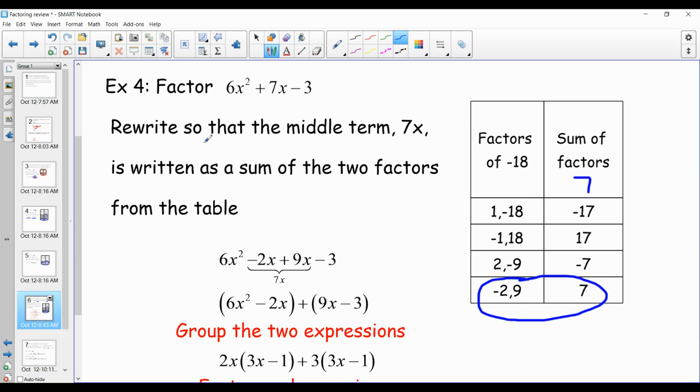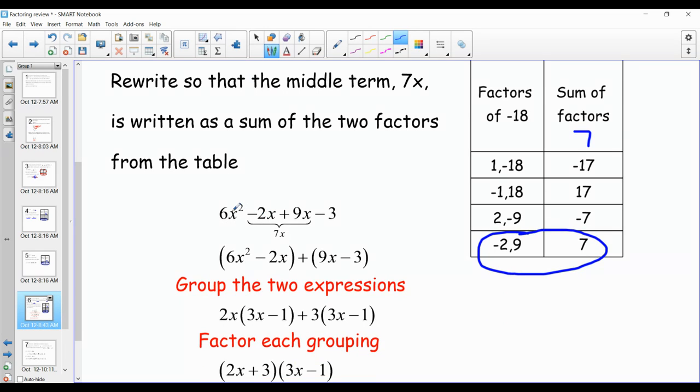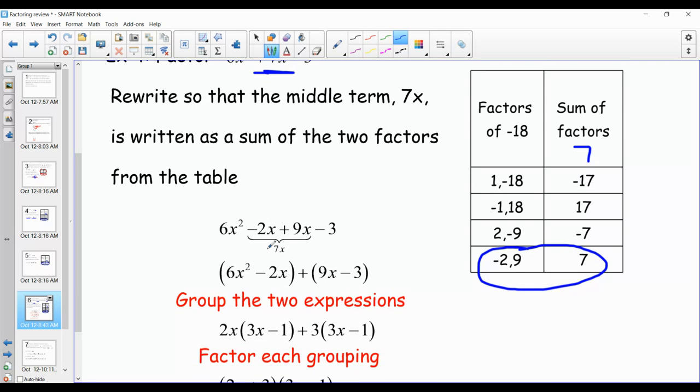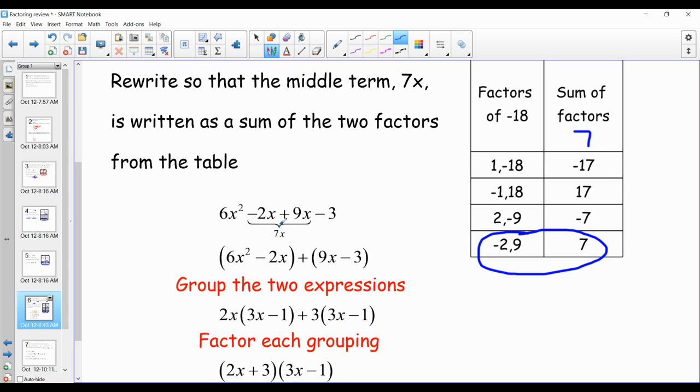So we're going to rewrite this so that that middle term, that 7x, is now a sum of these two factors, just like we did here. So instead of writing 6x squared plus 7x minus 3, I'm going to take that 7x and break it up into these two factors that we just found. -2x plus 9x is 7x.